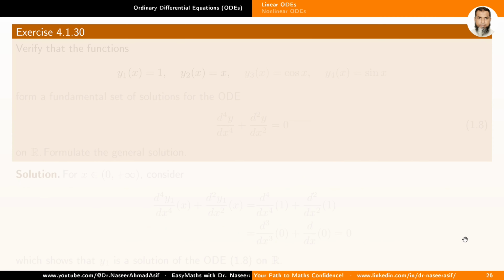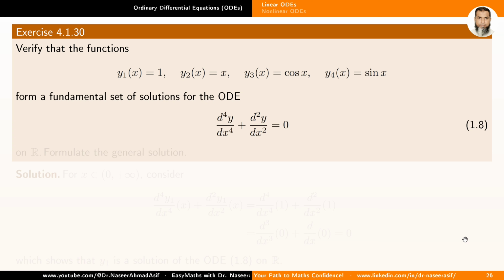Well, see another exercise. Verify that the functions y1(x) equals 1, y2(x) equals x, y3(x) equals cosine x, y4(x) equals sine x form a fundamental set of solutions for the ODE d⁴y/dx⁴ plus d²y/dx² equals 0 on R. Formulate the general solution. Well, see the solution.